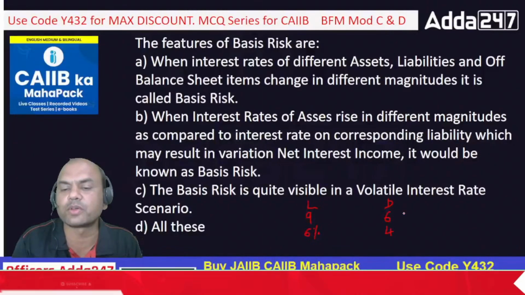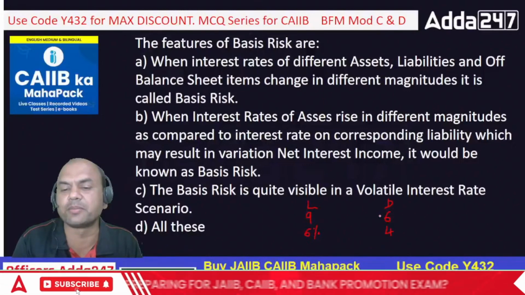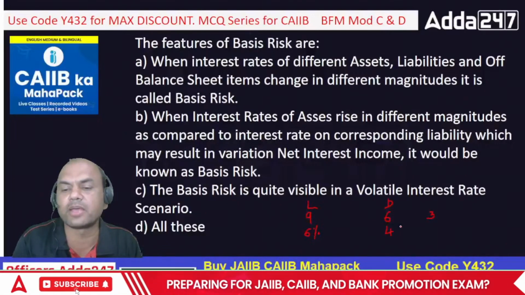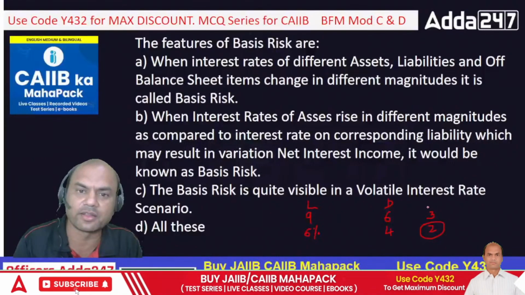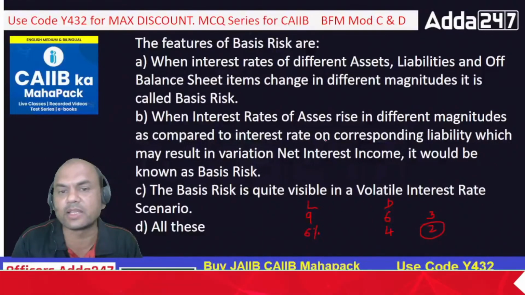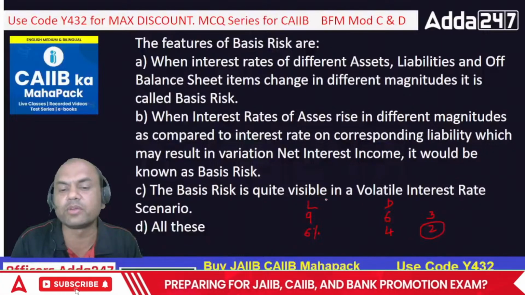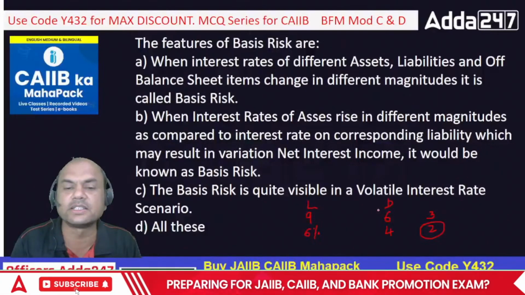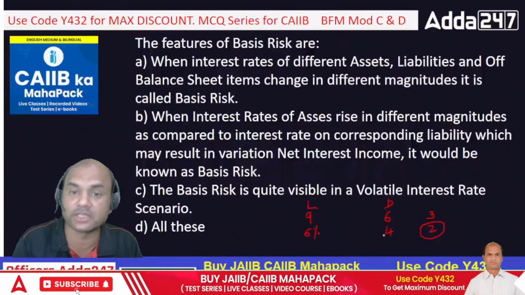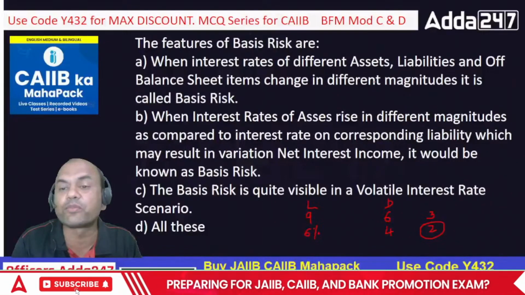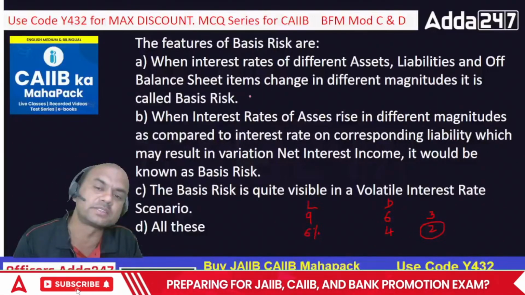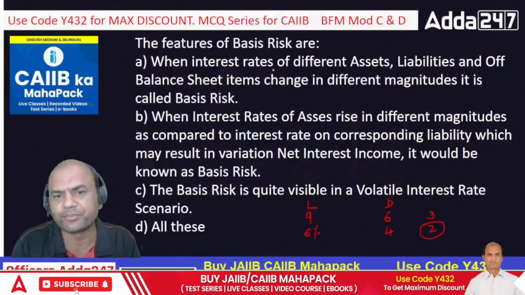So earlier how much was my NIM, net interest margin? 9 minus 6, 3. Now what is my NIM? 2. So I have reduced in this NIM, net interest margin, isn't it? I am earning less now. So that is basis risk. When the rate of interest for loans and deposits change in different proportions, different percentages, okay? When the interest rate of different assets, liabilities and off-balance sheet items change in different magnitudes, it is called basis risk, isn't it? Just now I told you.